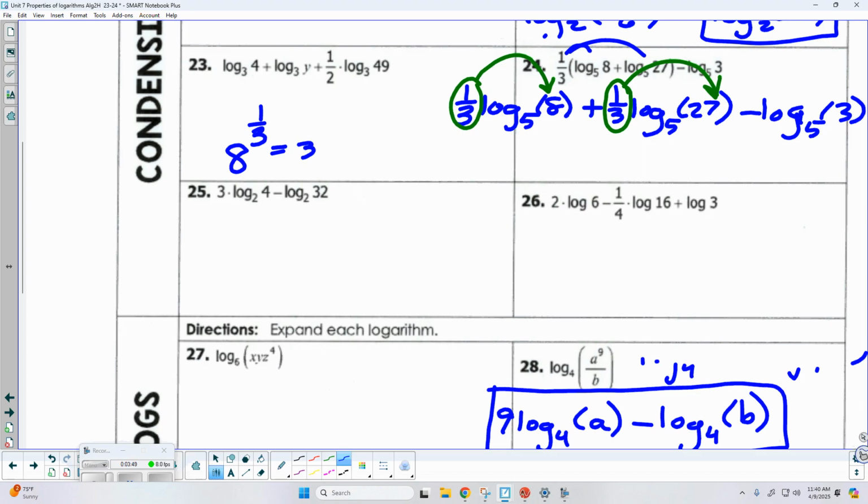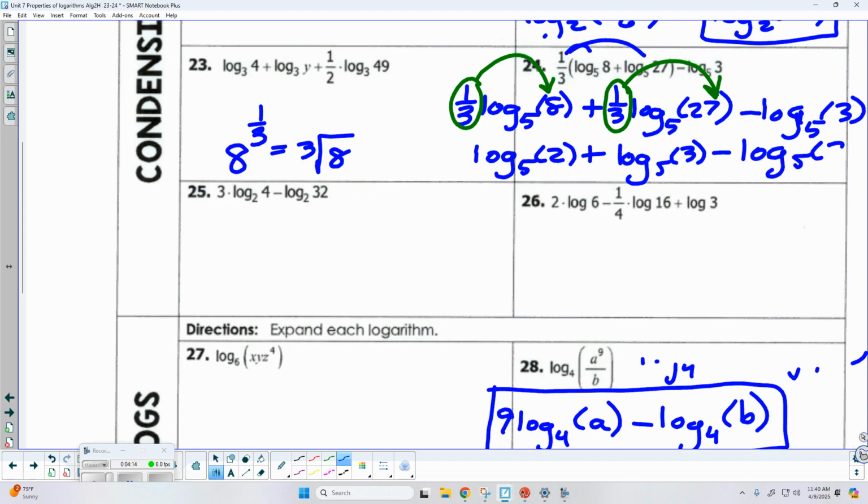The cube root. Okay, so instead of rewriting this again, what is the cube root of 8? 2. So I'm going to have log base 5 of 2 plus, now let's do the same thing. What's 27 to the 1/3, the cube root of 27? 3. 3 times 3 times 3. So log base 5 of 3, and then minus log base 5 of 3.